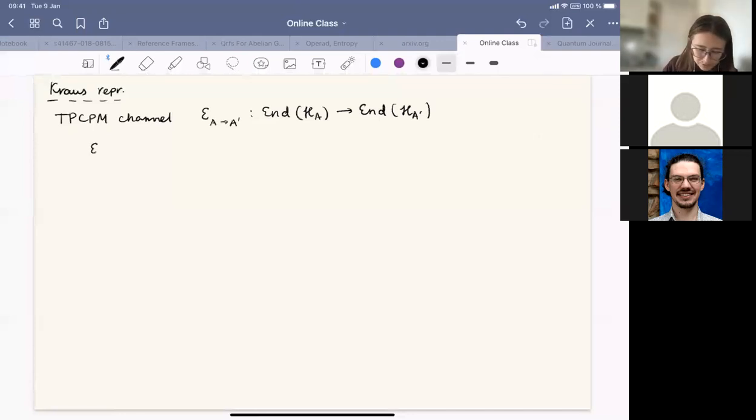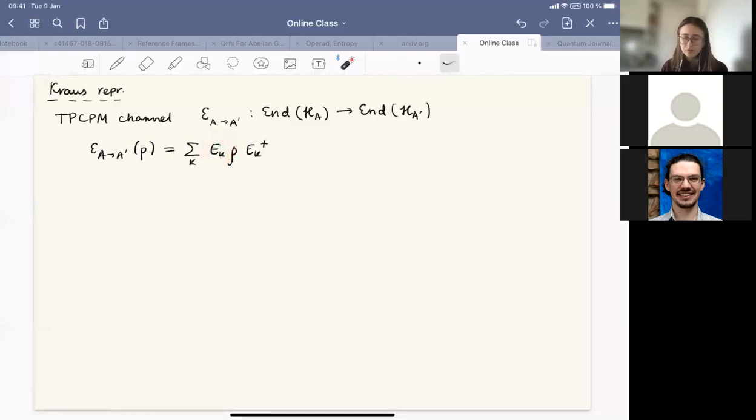And when we apply it to the density matrix rho, then it can be written as a decomposition as the sum over k of E_k rho E_k dagger, where E_k are exactly these Kraus operators.